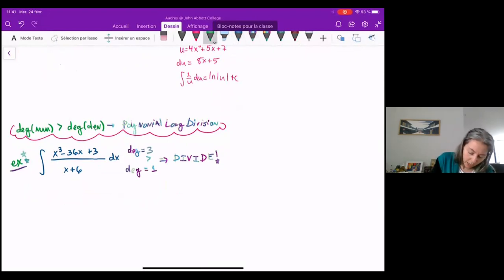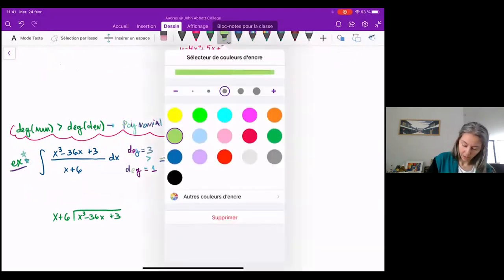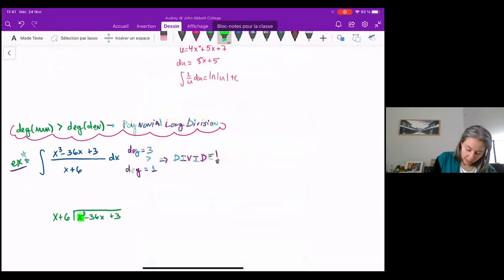So here we're doing x plus 6 divided into x cubed minus 36x plus 3. And so first, I take the x cubed on the inside and divide it by my x on the outside. So x cubed divided by x is x squared. Then I multiply that x squared down to get x cubed plus 6x squared that I'm subtracting here.